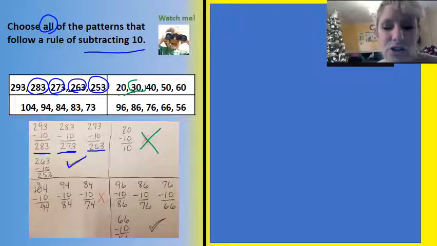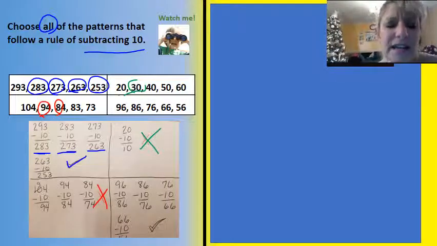I noticed I had 104, and I subtracted 10, and I got 94, and that's the number I was supposed to get right there. Then I took the 94, subtracted 10, I got 84. Then I had 84, and I subtracted 10, I got 74. I was supposed to get 83, so you know what? This one did not follow the pattern of subtracting 10.